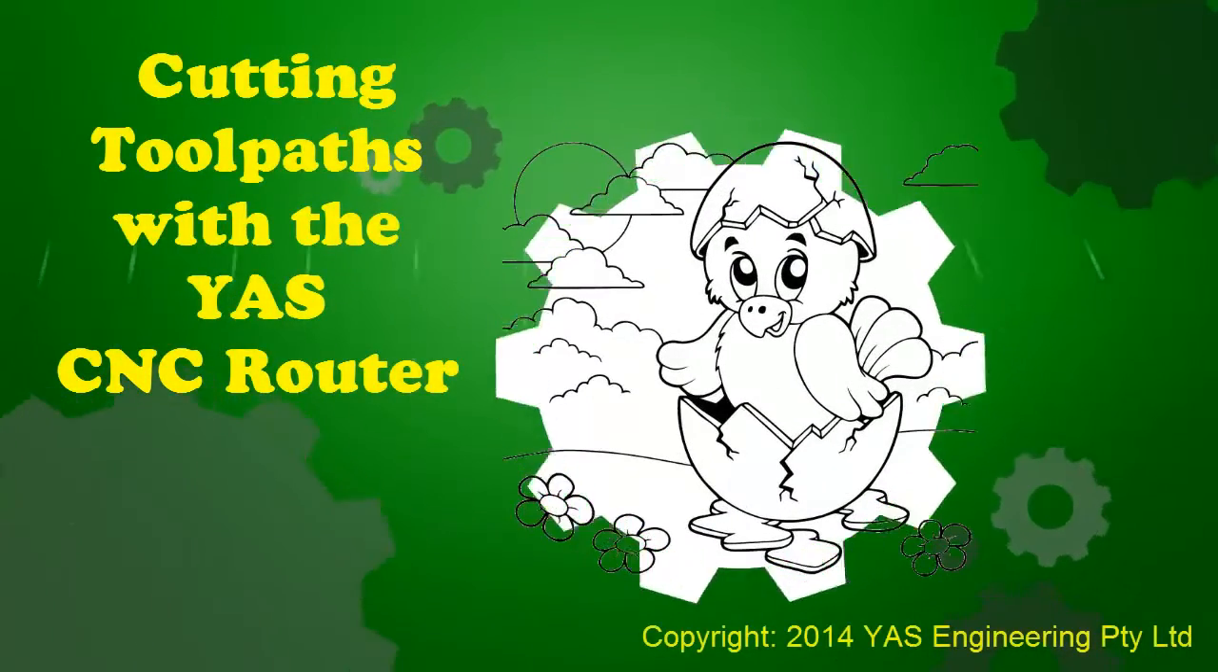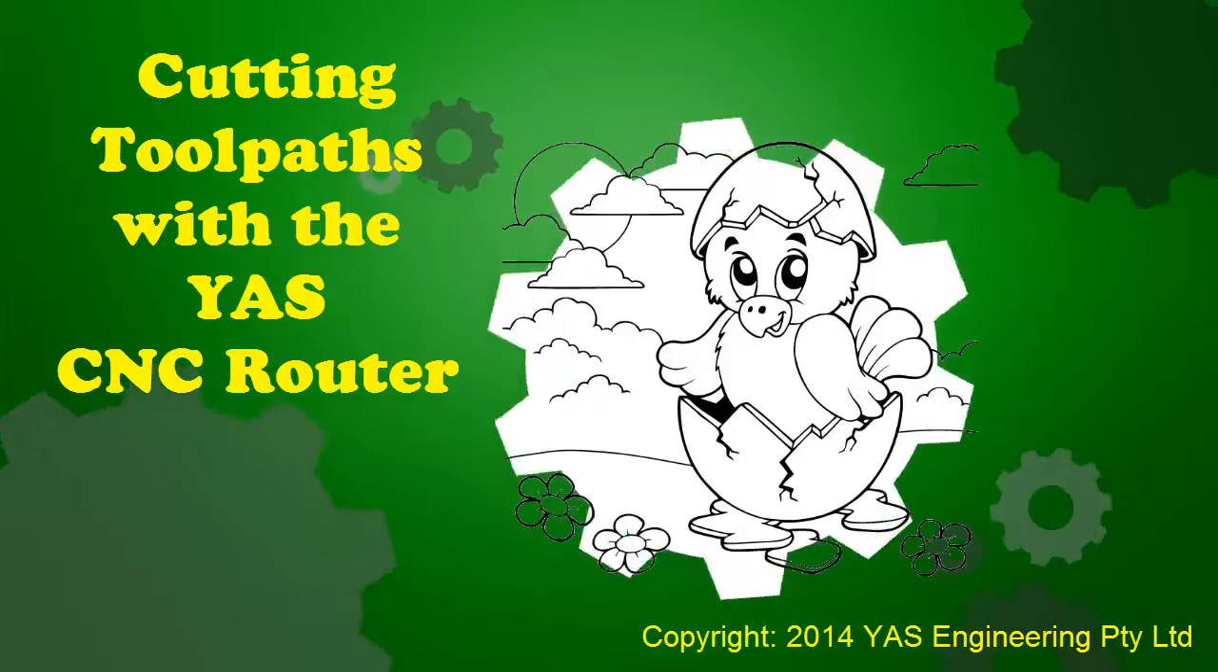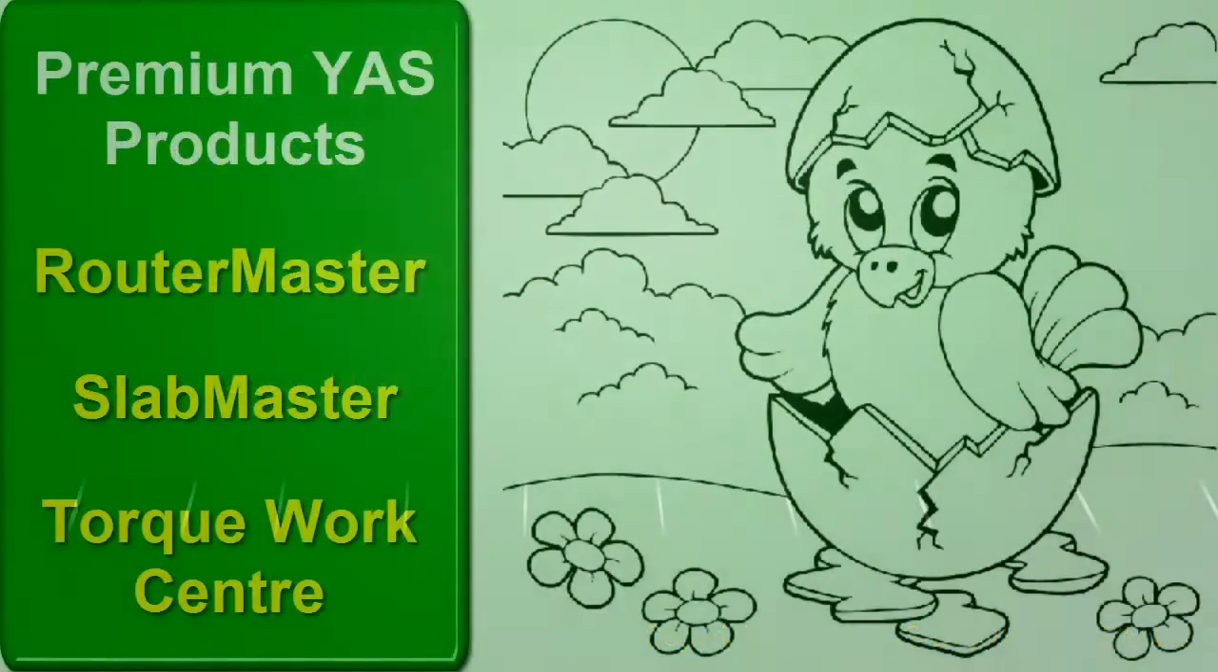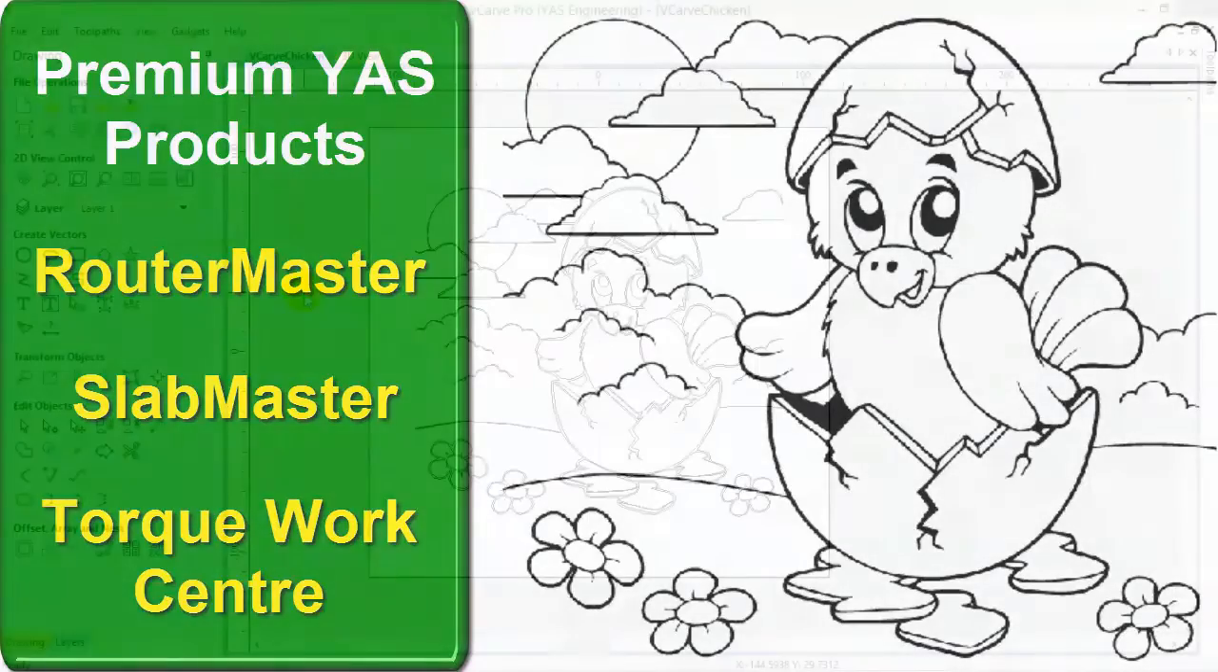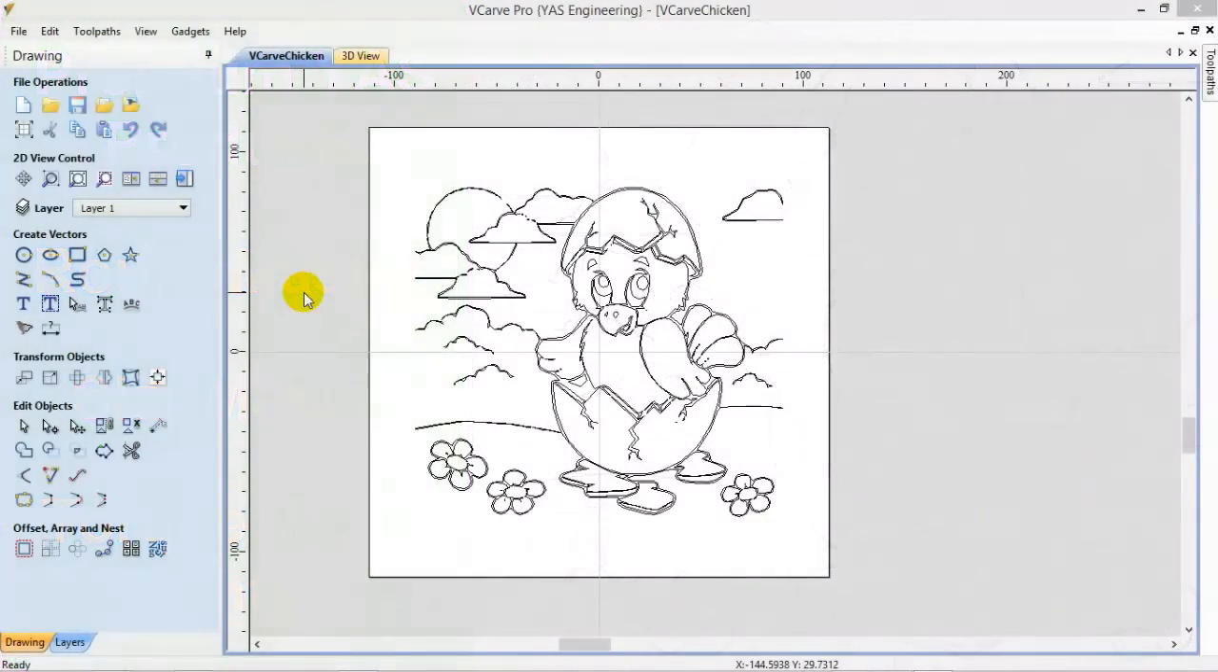Our topic today is cutting toolpaths with the YAS CNC Router. In the previous video we took a line drawing and used VCarve Pro to convert the JPEG image into a set of vectors. Let's add one more vector as a cutout path.